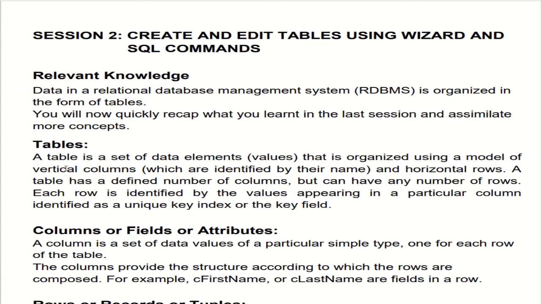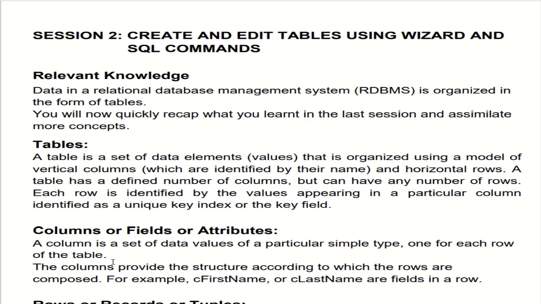What is a table? A table is a set of data elements or values that is organized using a model of vertical columns, which are identified by their names, and horizontal rows. Each row is identified by the values appearing in a particular column, identifiable as a unique key index or the key value. The unique key index is known as what? Your primary key, right?